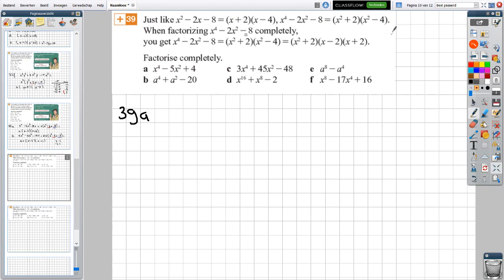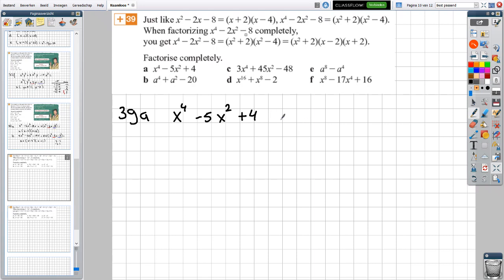They give you a small example above. Read this carefully if you want to understand. I'm going to try and show you in practice how this works by doing the first exercise. x to the power of 4 minus 5x squared plus 4.